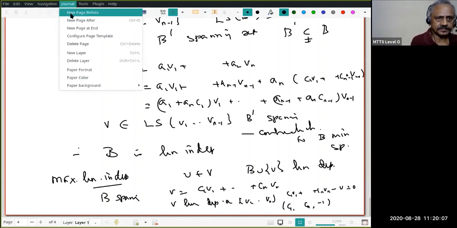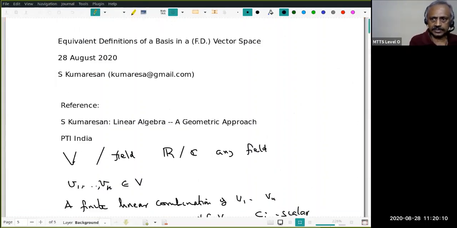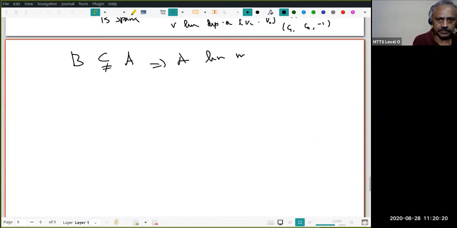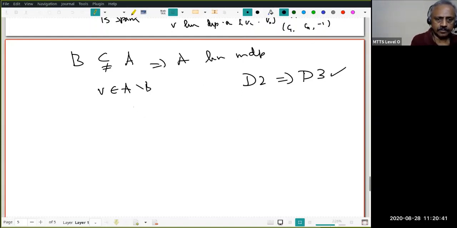Please pay attention. So to show that B is maximally linearly independent, what do I have to do? Let B be a proper subset of A, then A is linearly dependent. This is what I am supposed to show. You understand? If B is a proper subset of A, that means there is a vector v which is in A but not in B. This v is a linear combination of what we have done. Is that clear? Okay, so we have proved D2 implies D3. Okay, so pause, review, proceed.